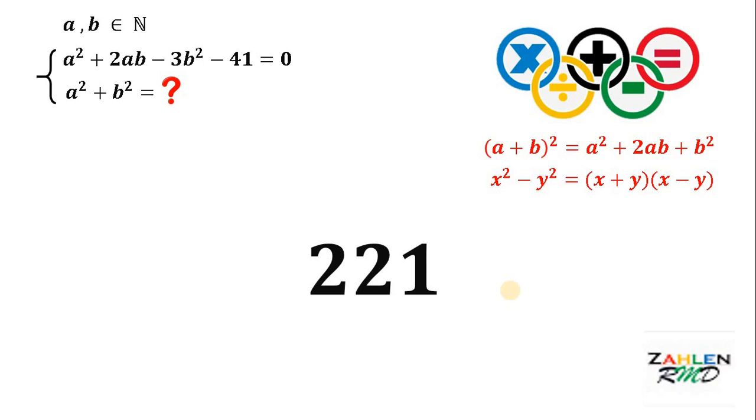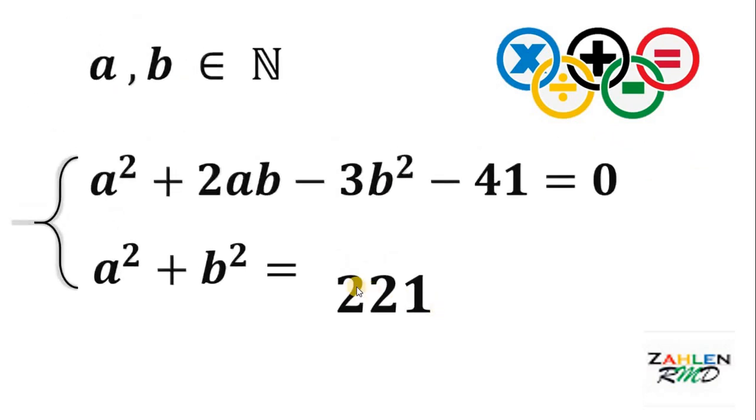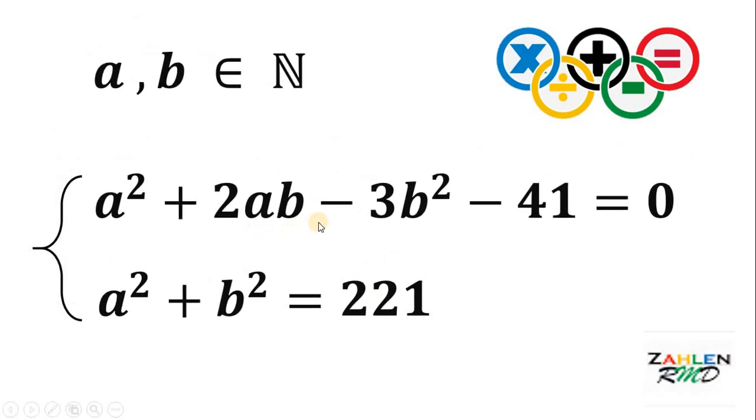221. Therefore, if a squared plus 2ab minus 3b squared minus 41 equals 0, wherein a and b are natural numbers, then a squared plus b squared must be equal to 221. And as always, we're done.